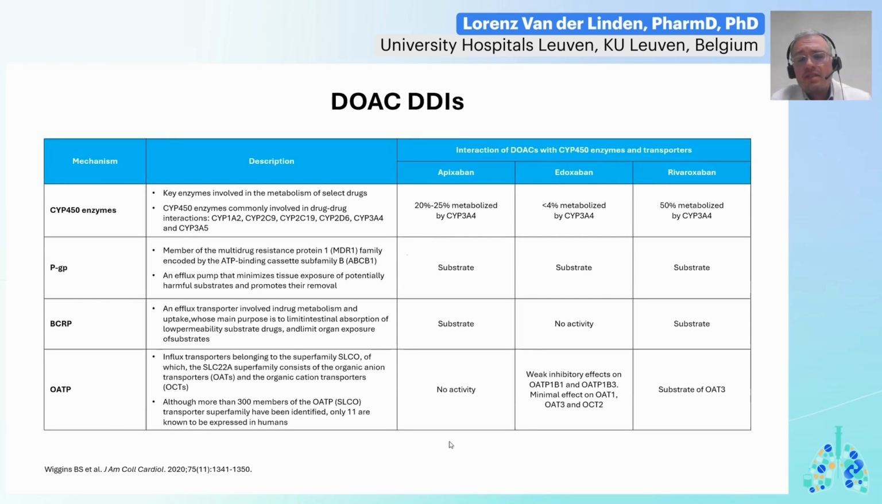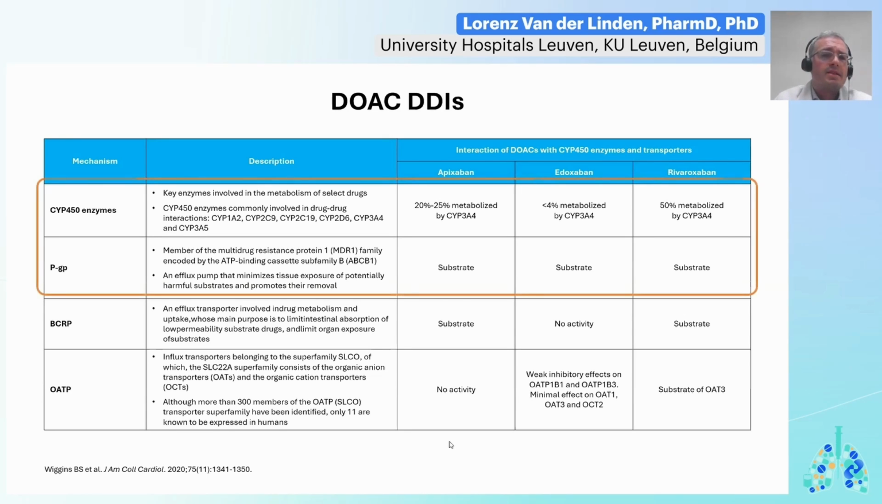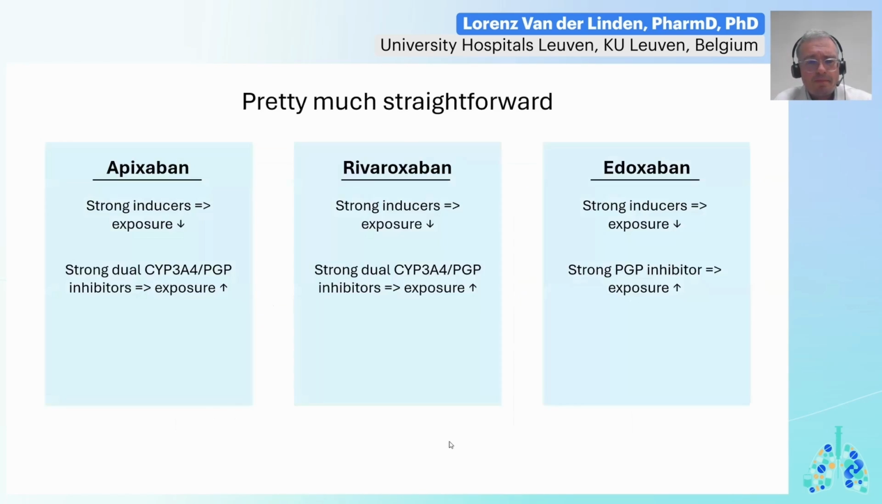To different degrees, these DOACs are substrates to several enzyme systems, channels, proteins, and here I'll focus on the CYP enzymes and P-glycoprotein. But what does this now actually mean? What does this convey in the setting of DOACs? Well, this is actually quite straightforward. Exposure will decrease in the presence of inducers for all 3 of them.